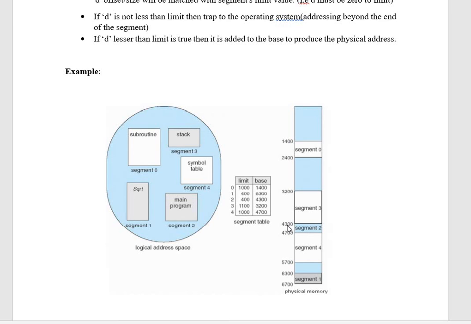Likewise, segment 1 is available at physical address 6300, and its length is 400, because 6700 minus 6300 gives 400 as the length of segment 1. Segment 2 has starting address 4300, and its length is 400 again. Segment 3 has starting address 3200 and its length is 1100. Likewise, we need to calculate and update the segment table with the base and limit addresses.